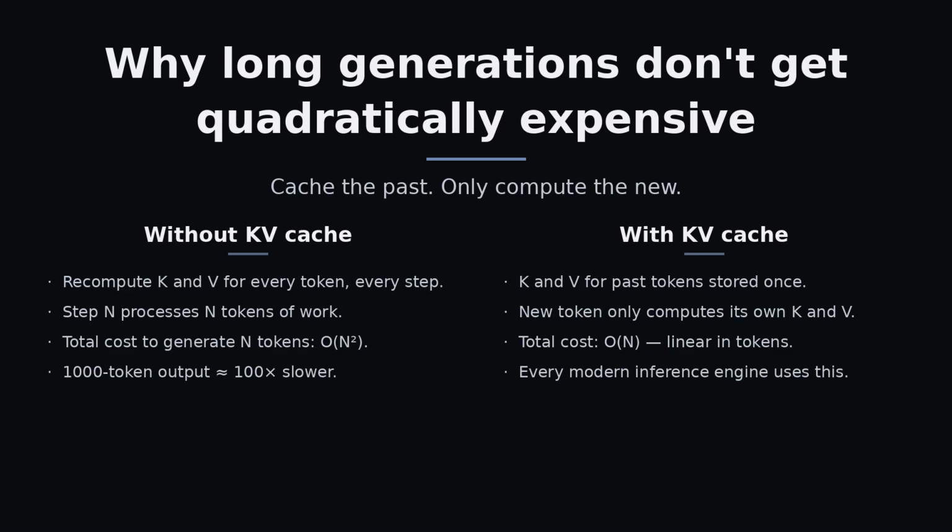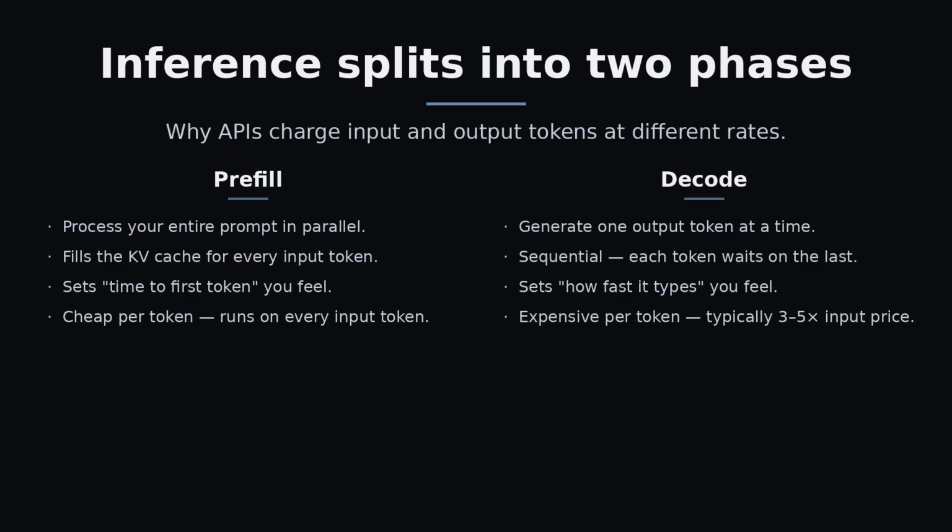When the transformer processes your input, every layer computes a key and a value vector for each token. That's where K and V come from. For tokens that already exist in the sequence, those vectors don't change. So instead of recomputing them every pass, the model caches them. New tokens only compute their own K and V, then attend to the cached ones. Without the cache, generation cost grows quadratically. With it, linearly.